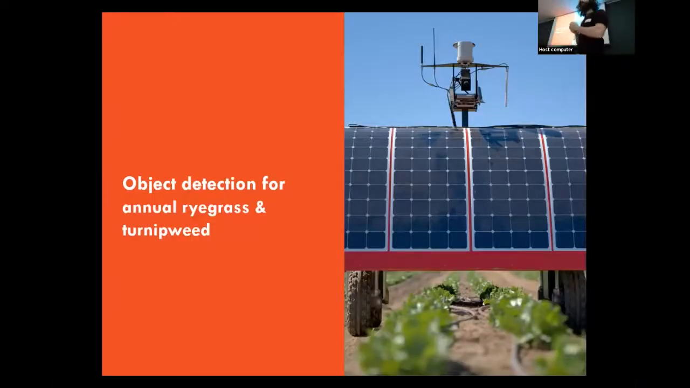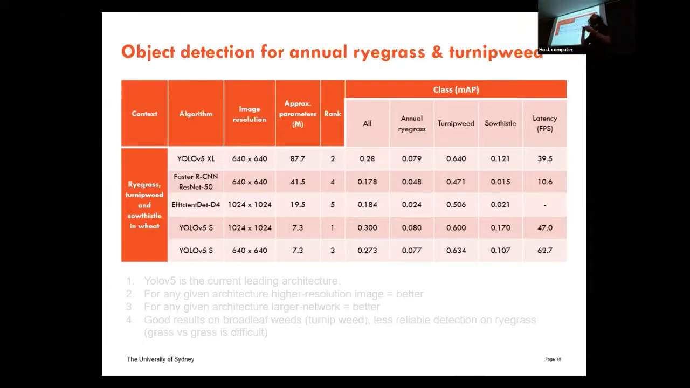So I'll talk about how we applied this. I was hoping Guy would have some of the images of the data that we used in this experiment. He did have some. They were taken in wheat and chickpea, in Cobbity and Narrabri. And we were looking for annual ryegrass, turnipweed, and sow thistle opportunistically. When I say opportunistically, that's because we had a lot fewer labels in sow thistle than we did for turnipweed and ryegrass. We tried 3 different architectures.